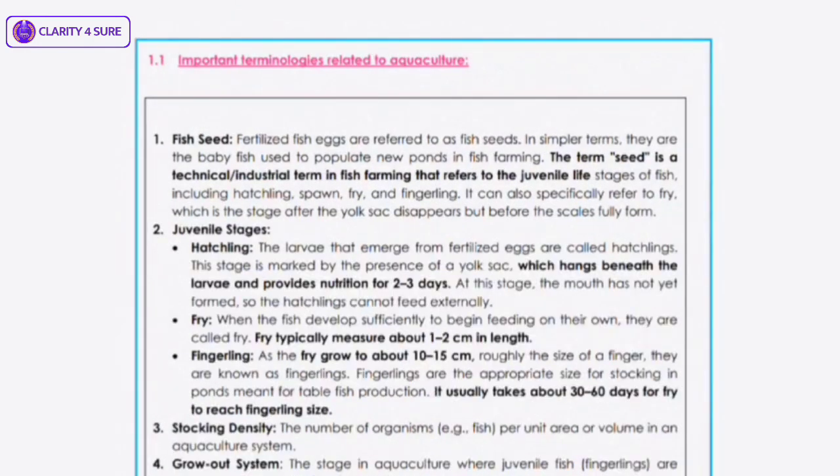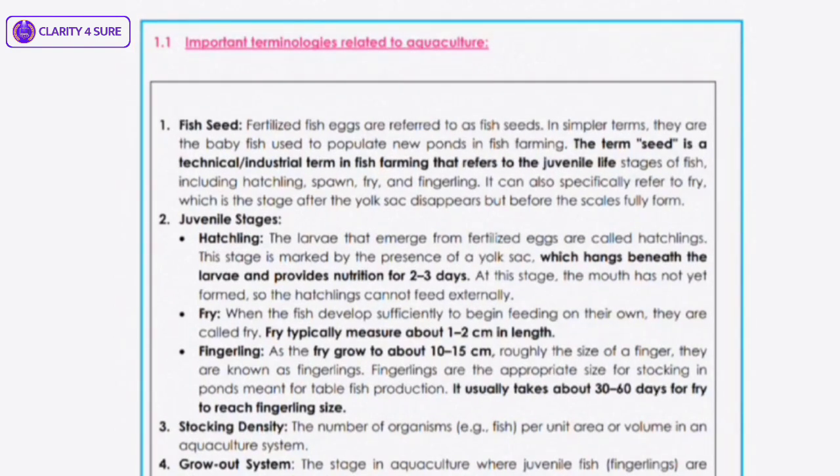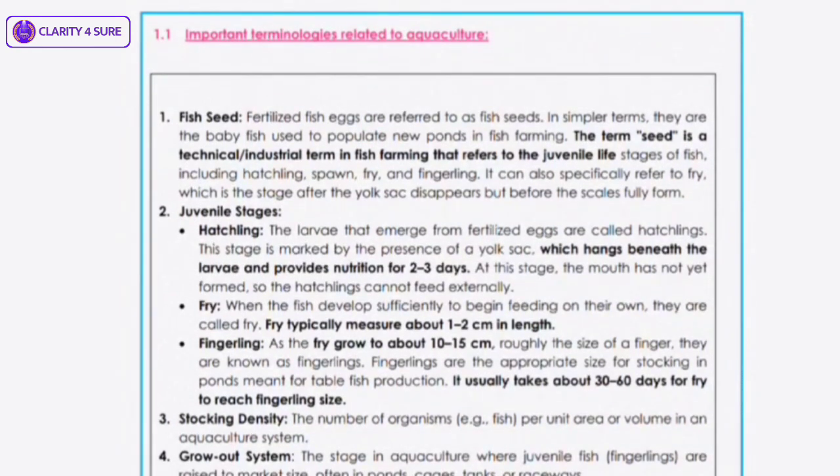So next we are going to discuss juvenile stages. Number one, hatchling. The newly hatched fish often still attached to the yolk sac, right? They are known as hatchlings. The yolk sac will hang beneath the larva and provide nutrition for 2 to 3 days. At this stage, the mouth has not yet formed, so the hatchlings cannot feed externally. Next is fry. Small fish that have absorbed the yolk sac and can swim and feed independently. They measure about 1 to 2 centimeter in length. Those are known as fry.